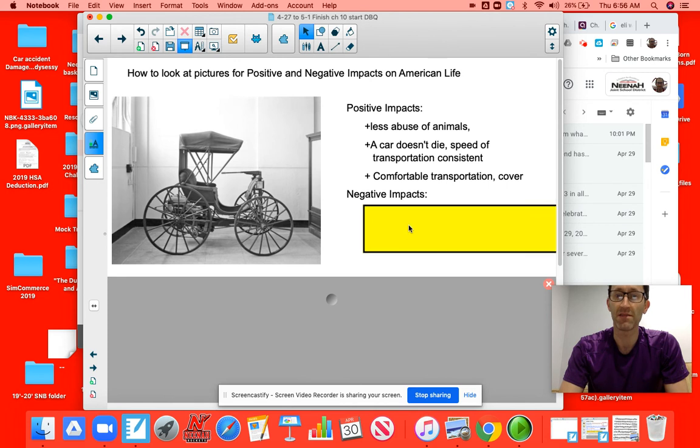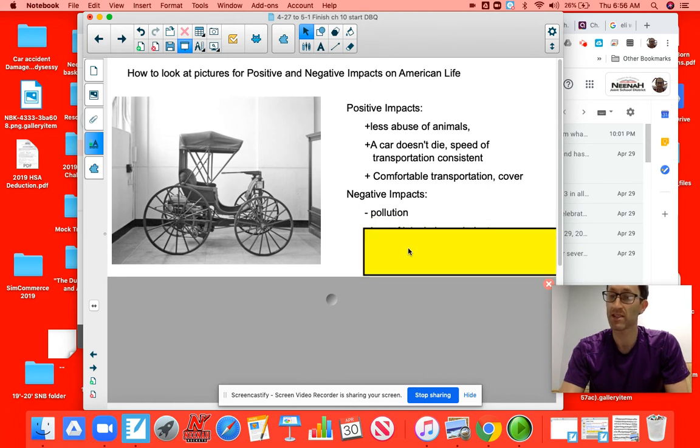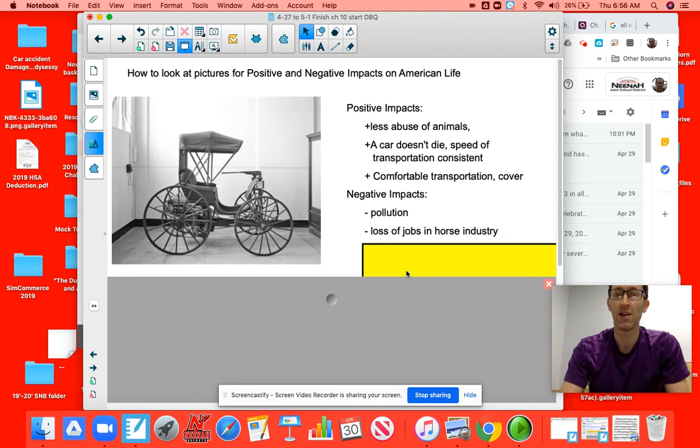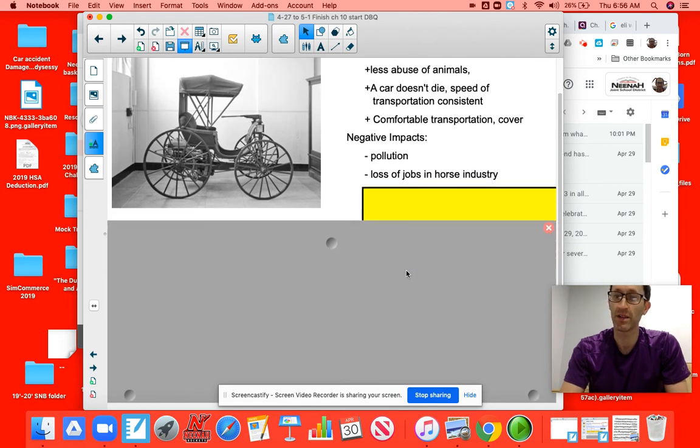Okay. Negatives. Obviously, these things are powered by gasoline, so there would be pollution, right? What about car accidents? Loss of jobs in the horse industry, whether you're a horseshoer or a horse caregiver or something like that. The car would put that out of business. Let's go on to another one.